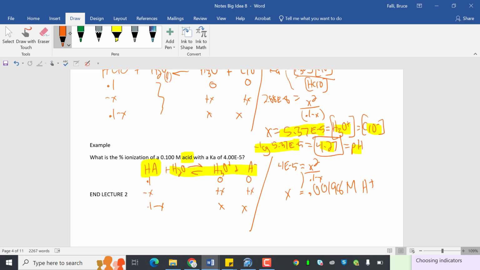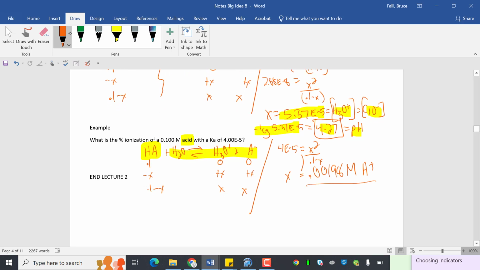Now, if I want to figure out the percent ionization, these are my ions, so I'm going to have 0.00198, which is my part, over my original total, which is 0.1, times 100%. So the percent ionization is the part that ionized, that's X, divided by 0.1. So I take X divided by 0.1, and I get 1.98%.